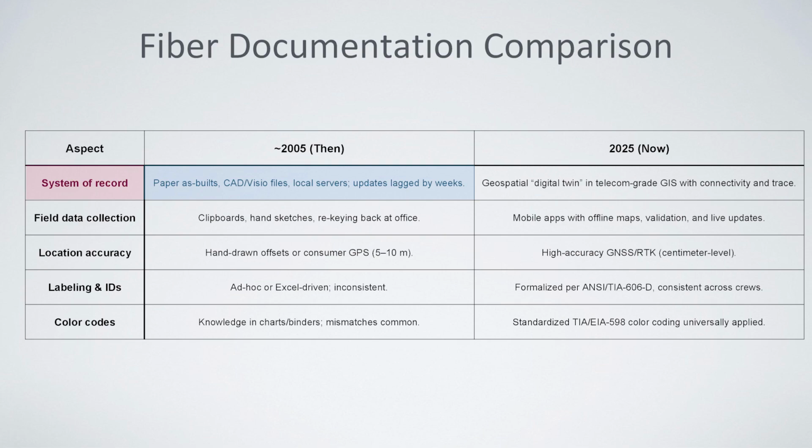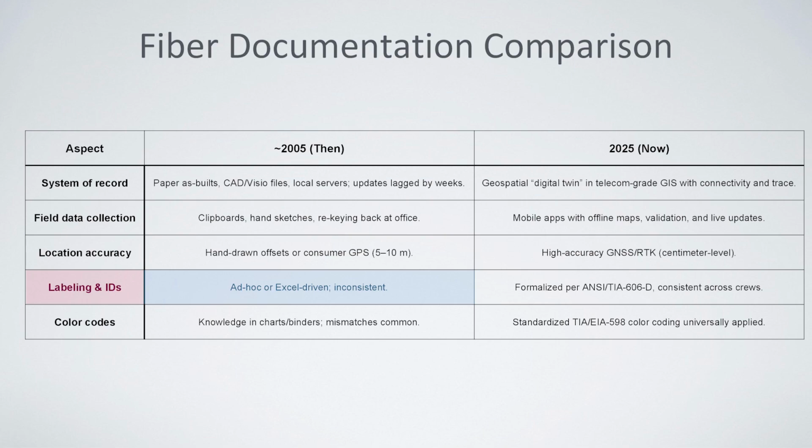even months after construction. Field data collection was done with clipboards, hand sketches, and basic cameras, requiring entry into the office. Location accuracy was limited, typically within 5 to 10 meters, using hand-drawn offsets or consumer-grade GPS units.